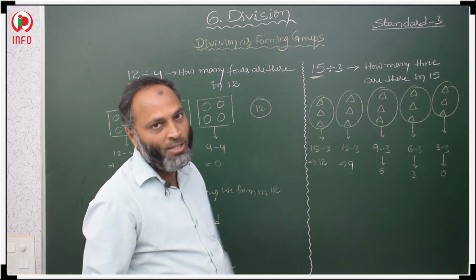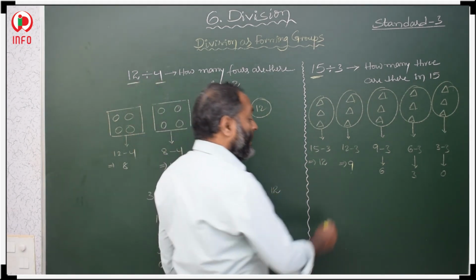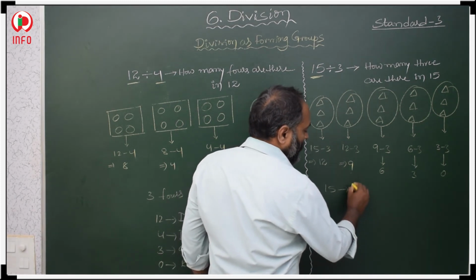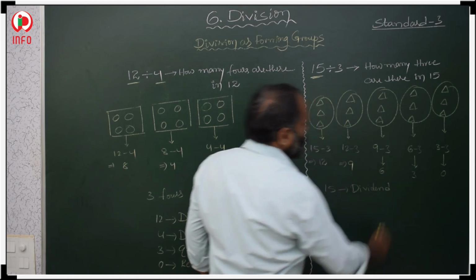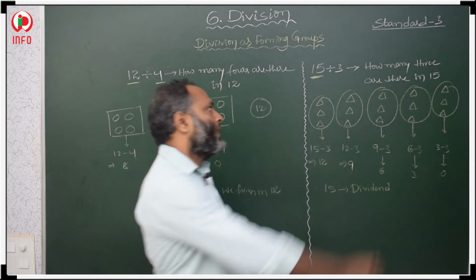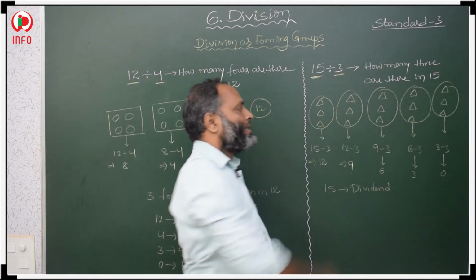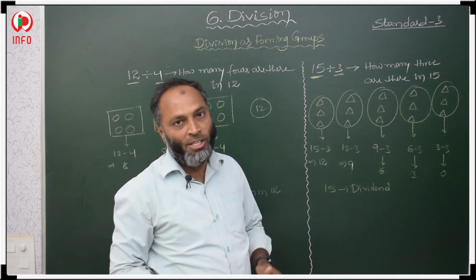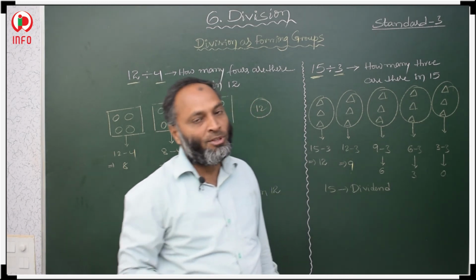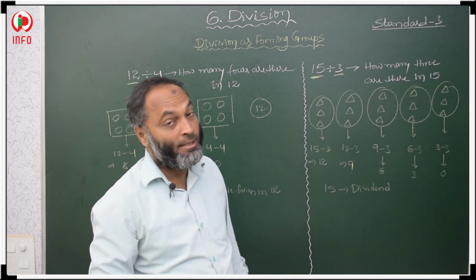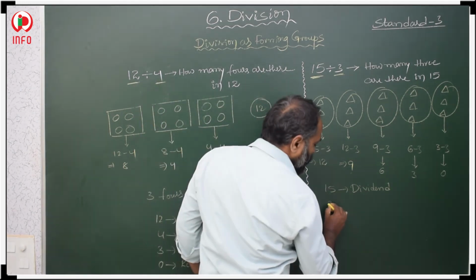So 15 is the total. That is the dividend. 15 is the dividend. And this 3, what is this 3? Whatever is there in each group, how many articles, how many things, how many items, whatever is in that group, that is the divisor. 3 is the divisor.